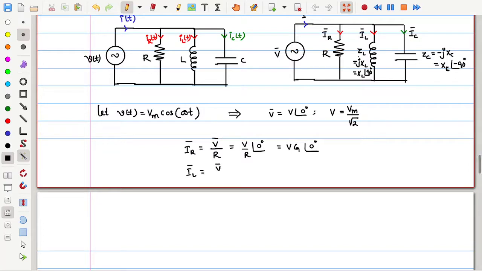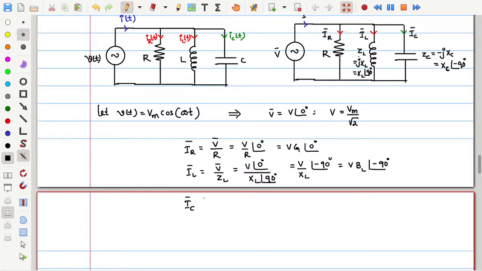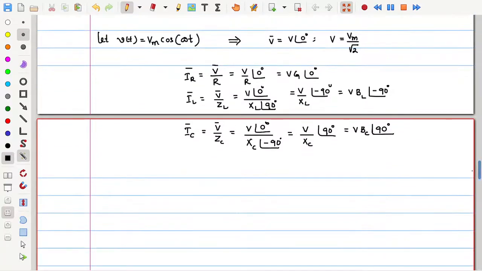IL can be written as V by ZL, which is V at an angle 0 divided by XL at an angle 90 degrees, which is V by XL at an angle minus 90 degrees, which can also be written as V into BL at an angle minus 90 degrees. And IC is V by ZC, so V at an angle 0 divided by XC at an angle minus 90 degrees. So the magnitude is V by XC, and the angle is plus 90. So 1 by XC can be written as BC, the capacitive susceptance, at an angle of 90 degrees. Now again, same principle, by using KCL.